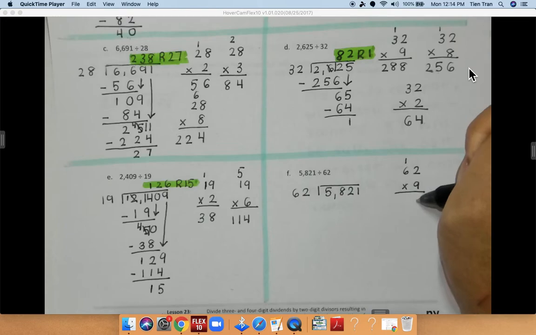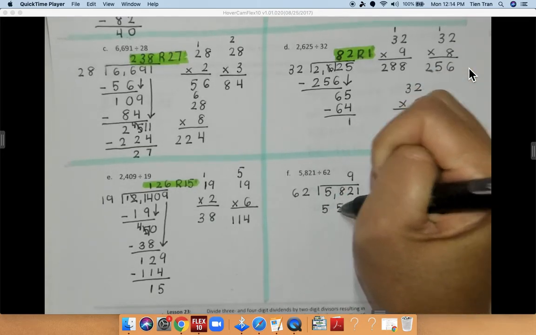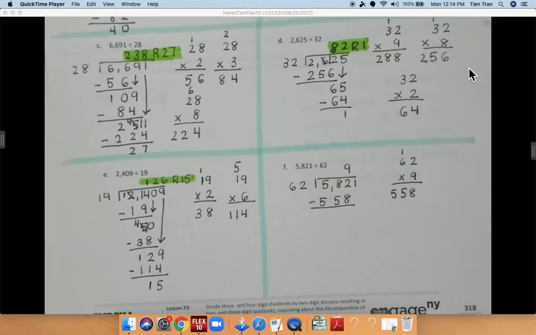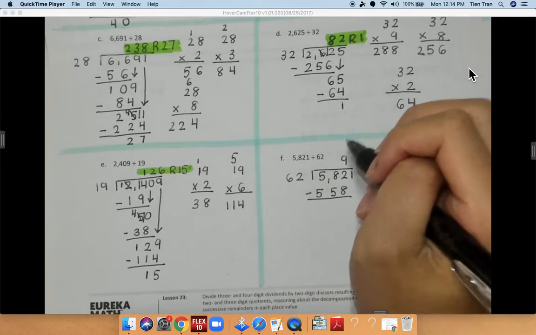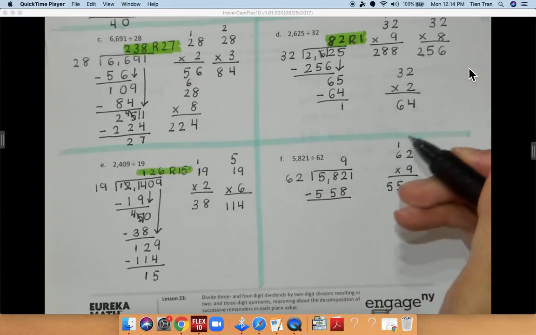9 times 2 is 18. 9 times 6 is 54, plus 1 is 55. So that one works. I have 558. And 9 is the highest you can go for division. You can't go 10, because then that means you're leaving one place value in this spot and the other one in the other spot. That doesn't work.